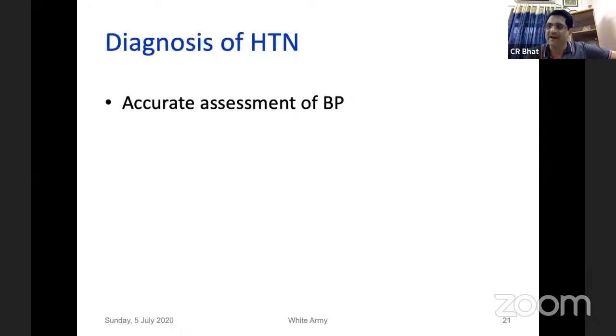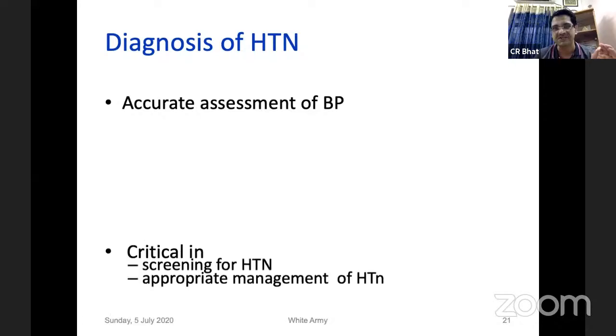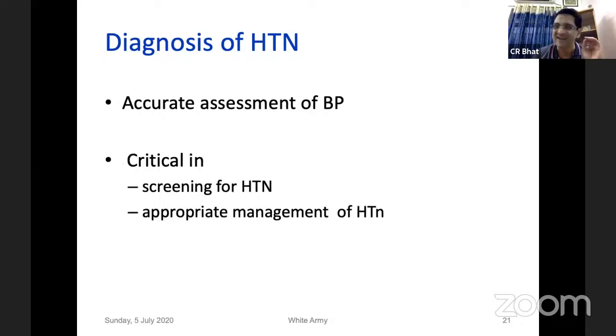Okay. So the diagnosis of hypertension is very simple, very simple. Even a trained non-medical person can recognize blood pressure. If you train the patient, they also can record the blood pressure. So that has to be done by everyone. Accurate assessment of the blood pressure in an appropriate, recommended way is the key to the diagnosis of hypertension. That is very critical in screening for hypertension, community screening of hypertension, as well as the appropriate management and monitoring of hypertension.